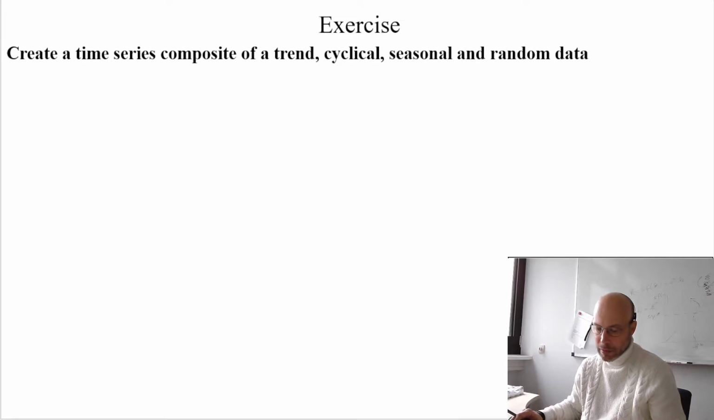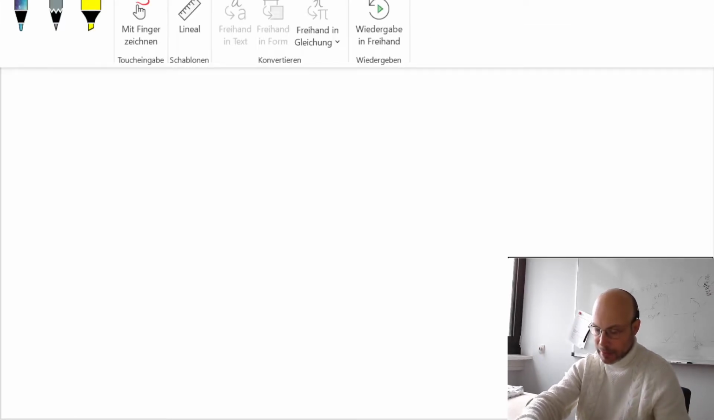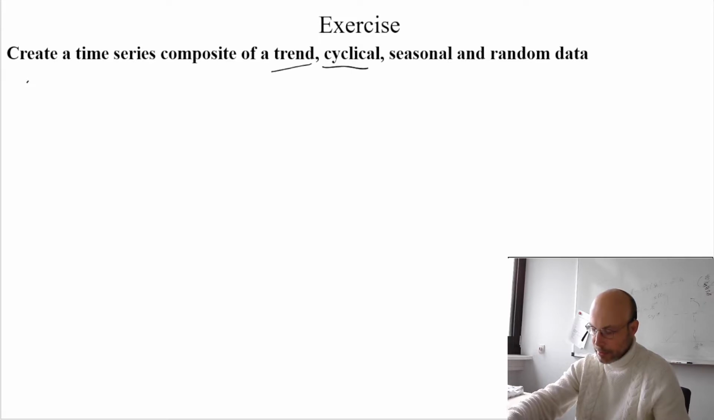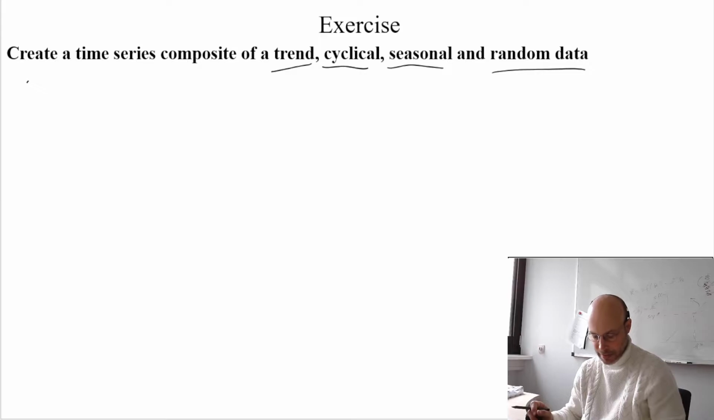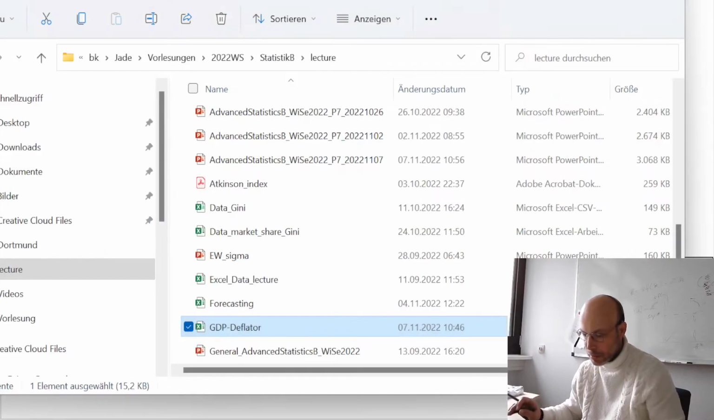And this we will do with a little example. So what we want to do now is, let's try to create a series composed of a trend, cyclical, seasonal, and random data. And for this, we also want to go into Excel.